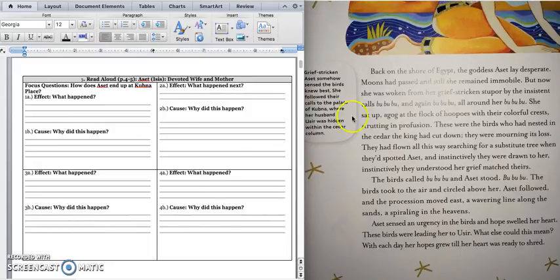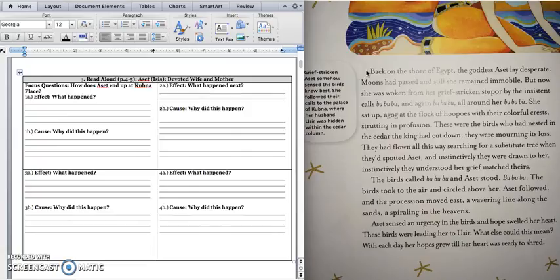All right? And so now we're on page 4 that says back on the shore of Egypt. And we are looking for our cause and effect relationship. So we're looking for what happened, or the effect, and then why did that thing happen, or the cause. All right, let's get ready to read. In the first paragraph, we're looking for what happened and then why did it happen.